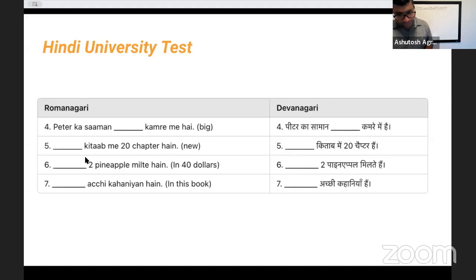Okay. Next one, let's just do a quick translation. नई किताब में 20 chapters हैं. What does it mean? Who did that? This one. नई किताब में 20 chapters हैं. That was me. Okay. There are 20 chapters in this new book. And Palanji, you did this one. In $40, we can get 2 pineapples. You get 2 pineapples. Nice. Then this one, Elizabeth ji. In this book, there are some good stories. Okay, very good.